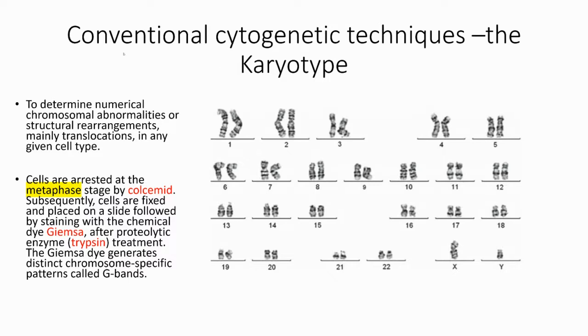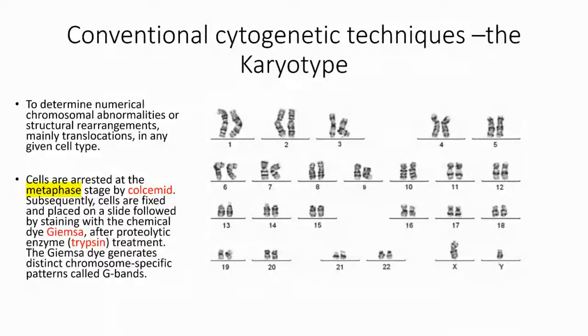As you can see here, this is the human karyotype, right? And this one is the normal chromosome. You don't see any chromosome defect. They arrange the chromosomes from the largest, which is chromosome number 1, to the smallest, chromosome number 22. And then we have the sex chromosomes X and Y. Any question?